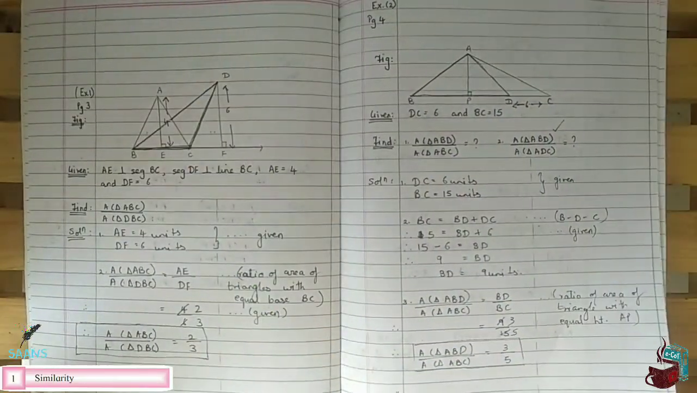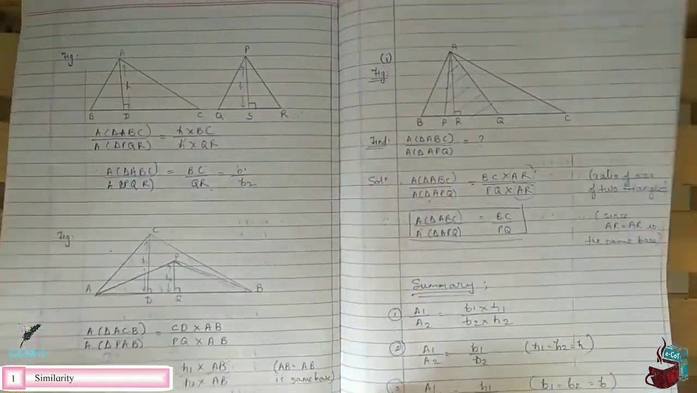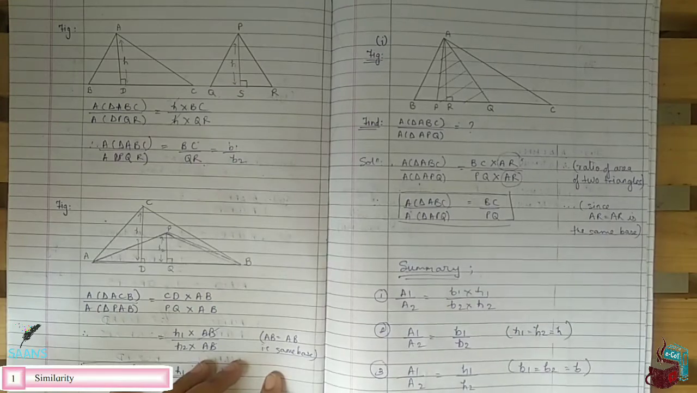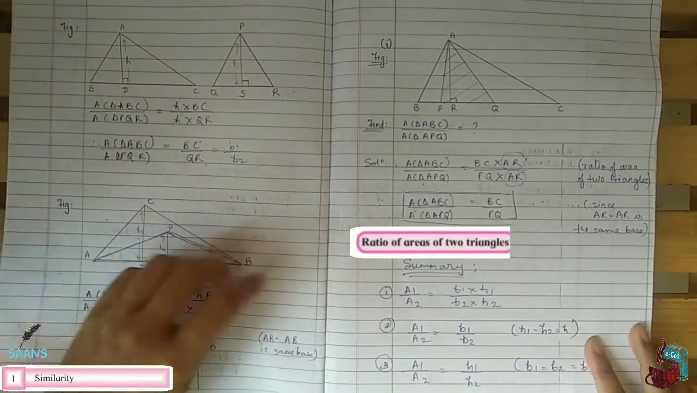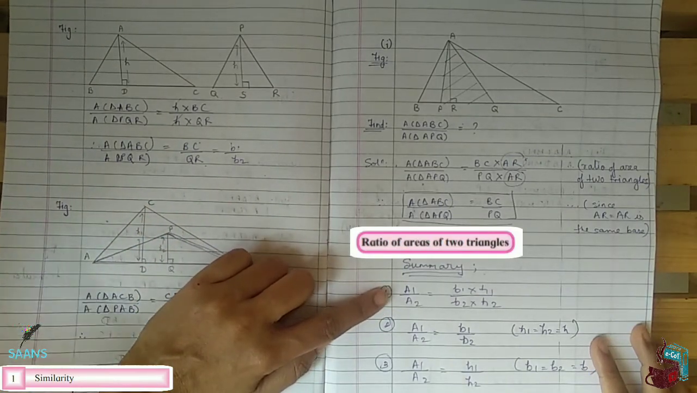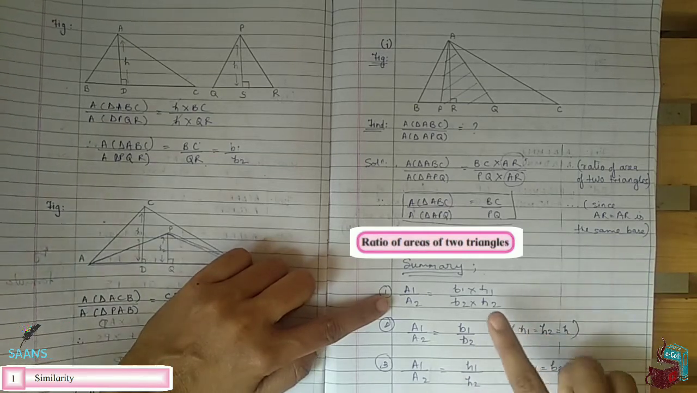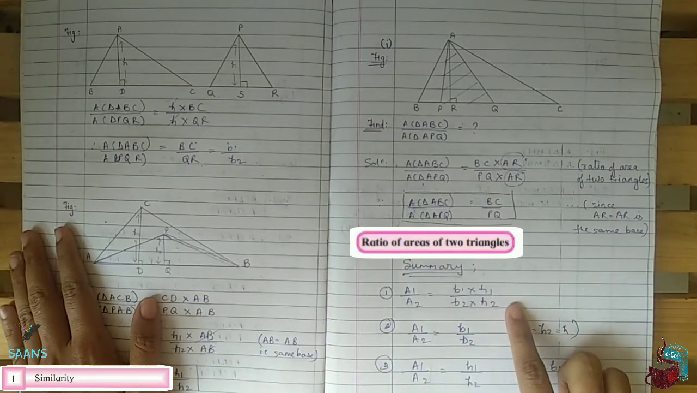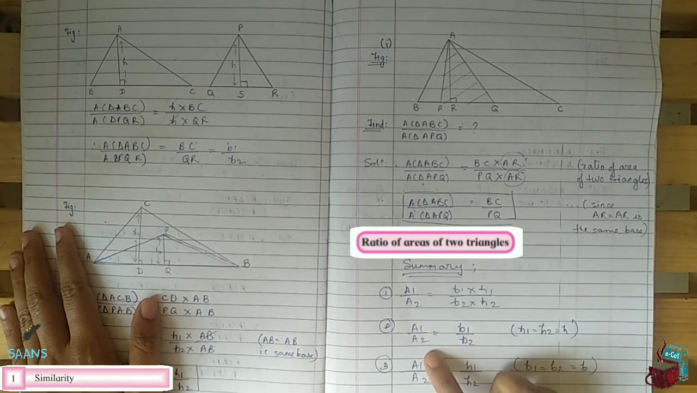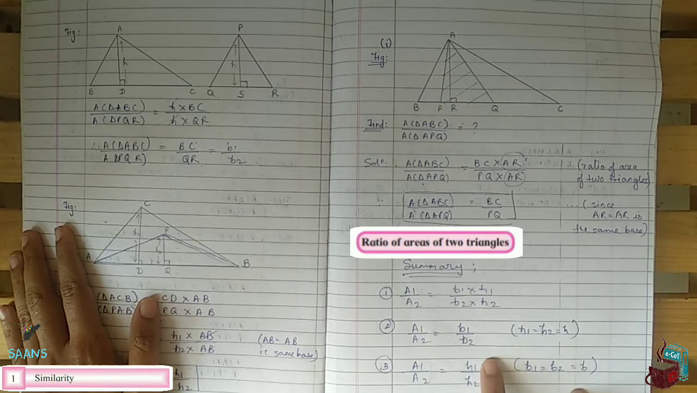This type of sums is based on the rule that we had done over here. If you look at the summary that we made, this is the ratio of the areas of two triangles. Area of triangle 1 upon area of triangle 2 equals base 1 into height 1 upon base 2 into height 2. Where the heights are equal, the ratio of the two triangles equals the ratio of the base of the first to the base of the second. The third case, where the bases are equal, it equals height 1 upon height 2.